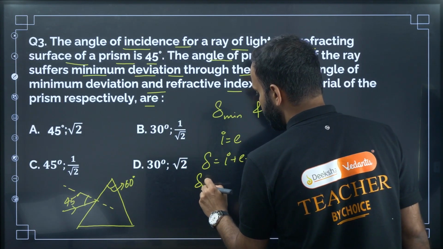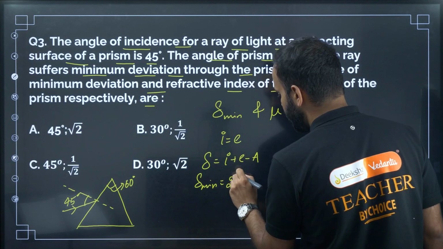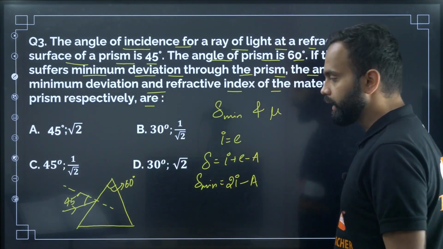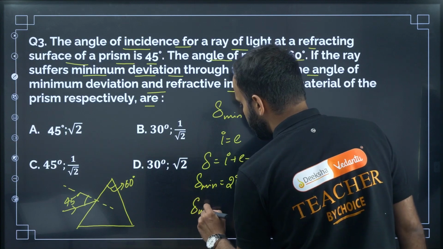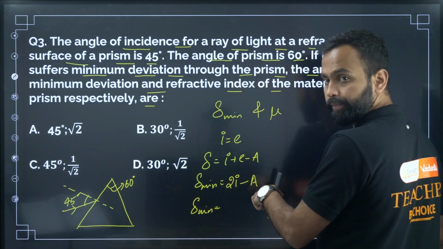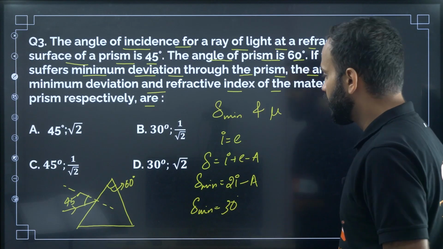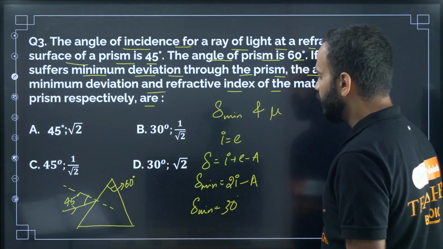Here delta minimum will be 2I minus A. I is 45 degree, A is 60 degree. So angle of minimum deviation is 30 degree. 90 minus 60 is 30. So 30 degree, right? So option A and C are eliminated.